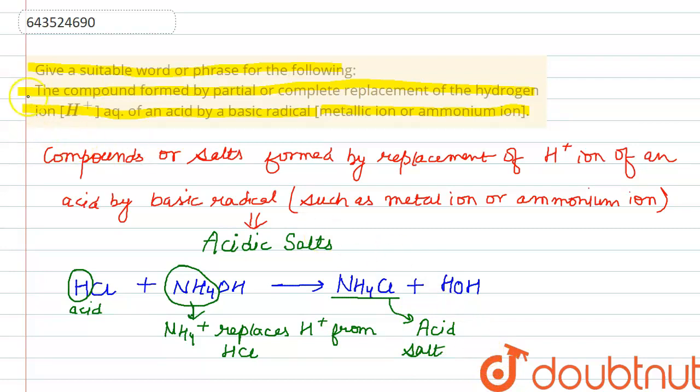Therefore, the compound which is formed by partial or complete replacement of hydrogen ion of an acid by a basic radical will be known as acid salt. So the answer will be acidic salt. Thank you so much.